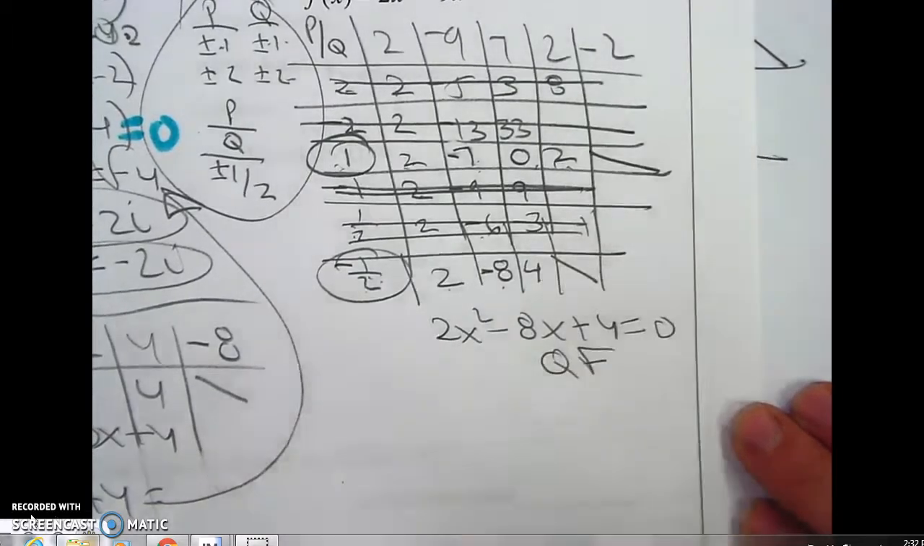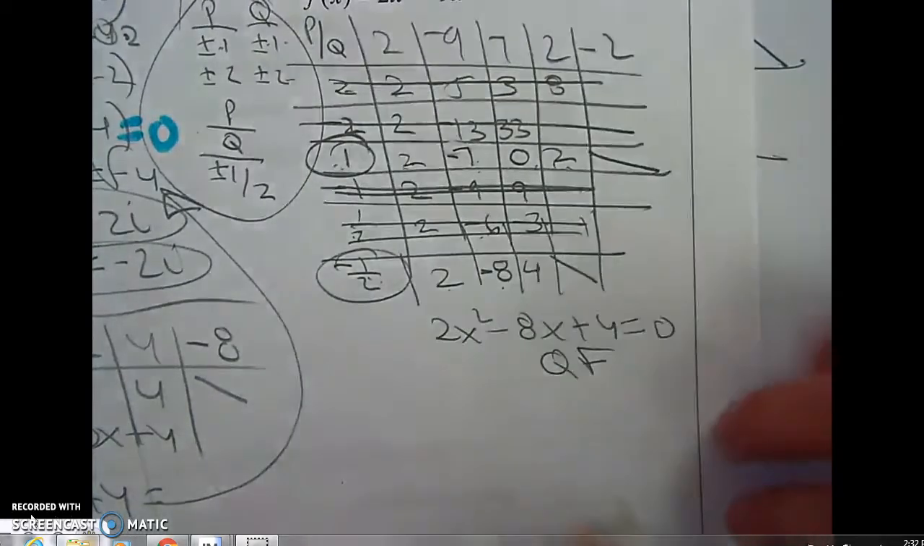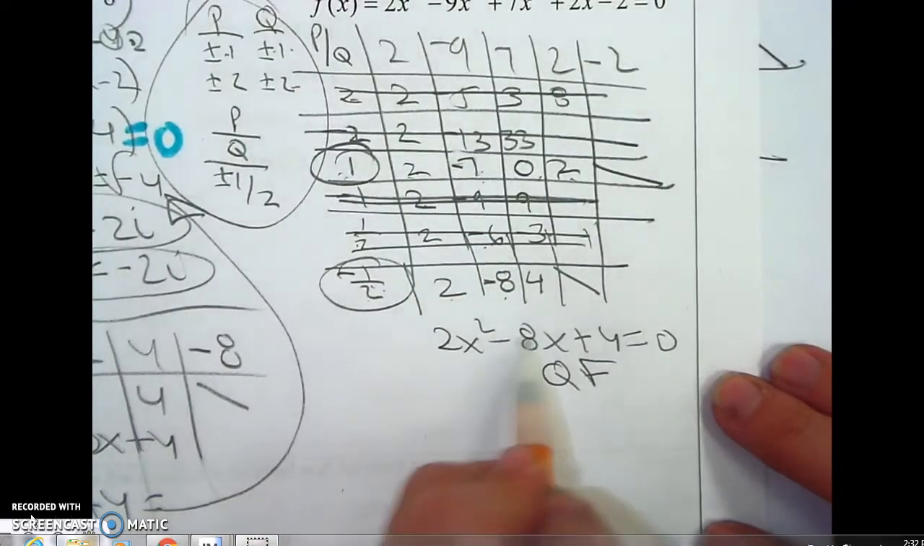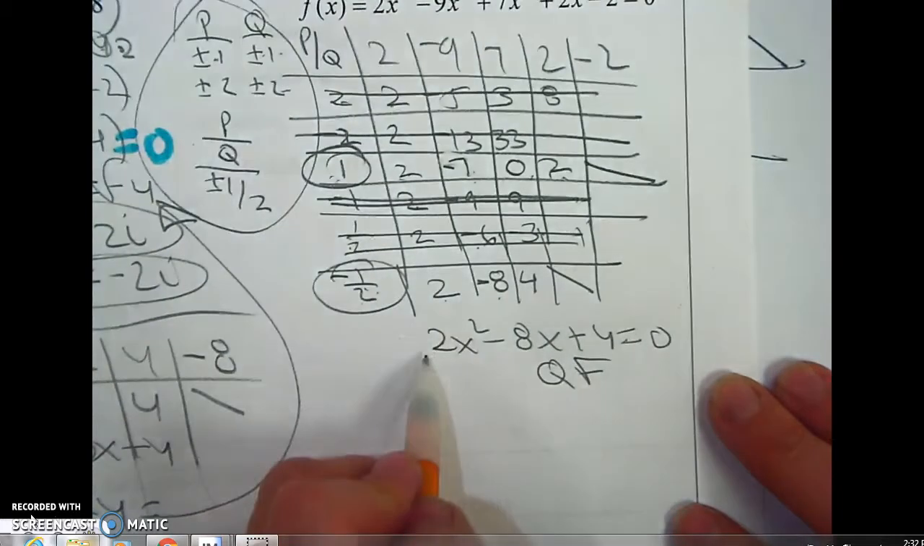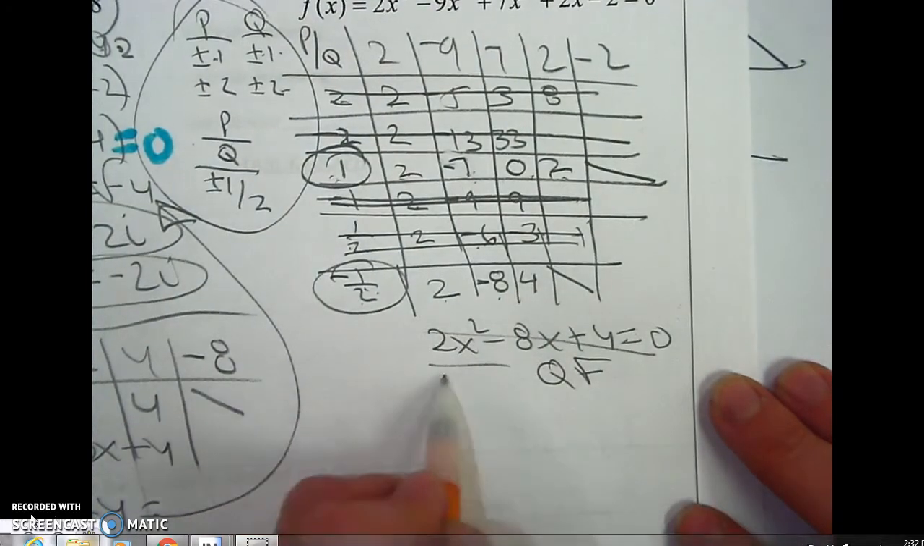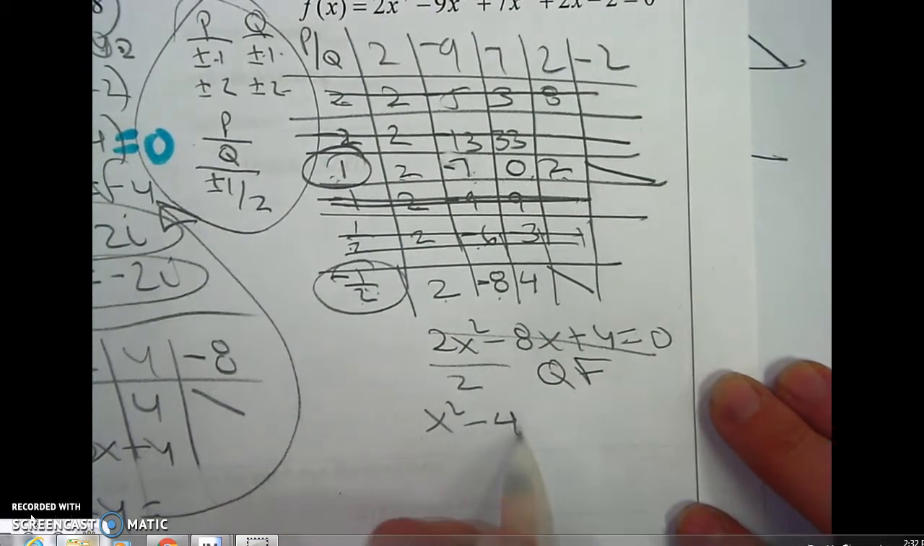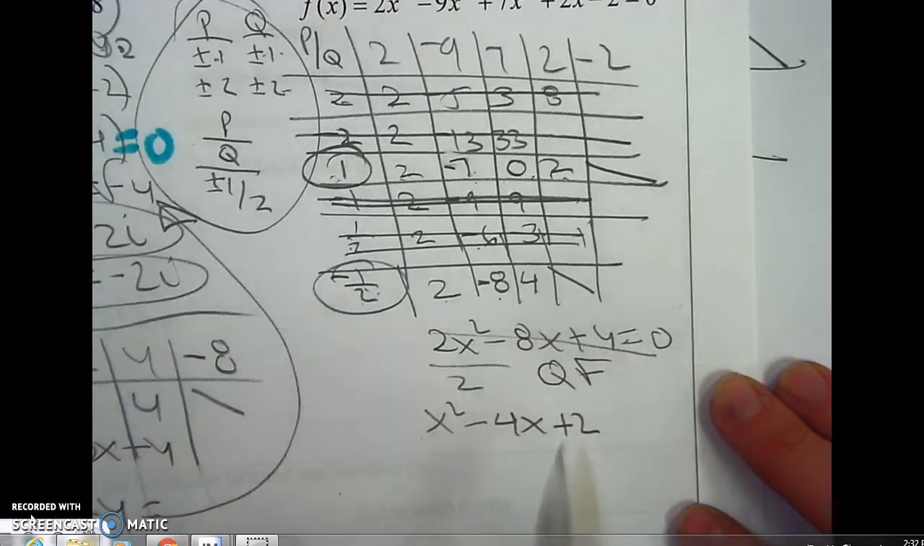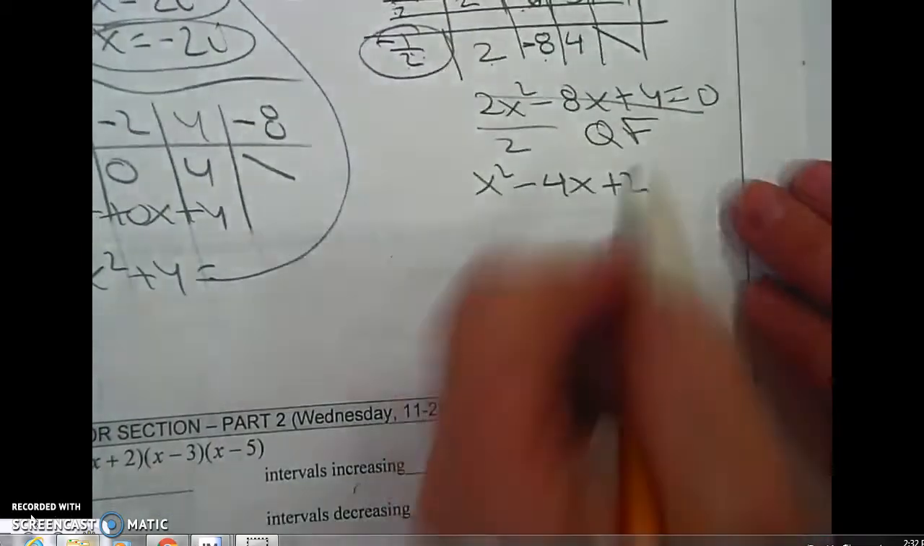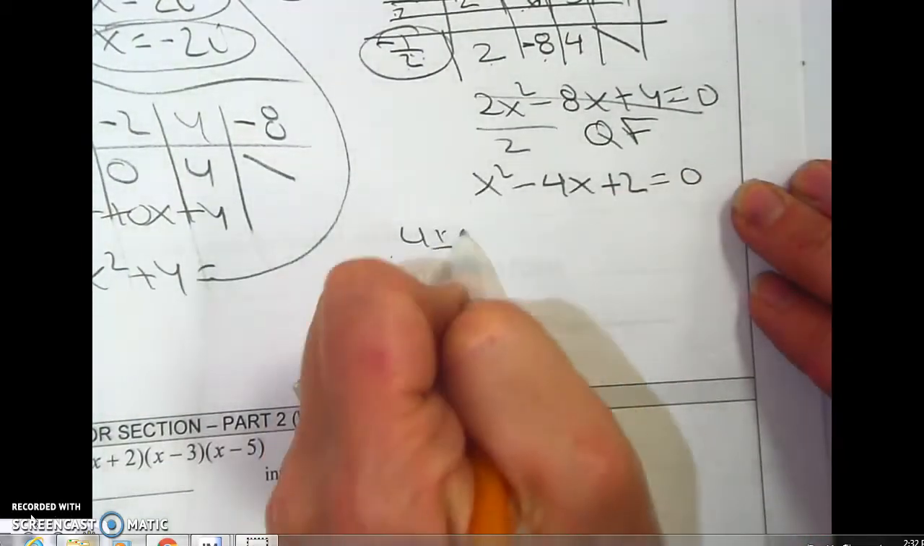The quadratic formula. But what I want to tell you is, I don't like that these numbers are so big. I could actually divide all of that by 2, and it's x squared minus 4x plus 2. I would much rather do that if I'm doing the quadratic formula. So let me hammer that out.